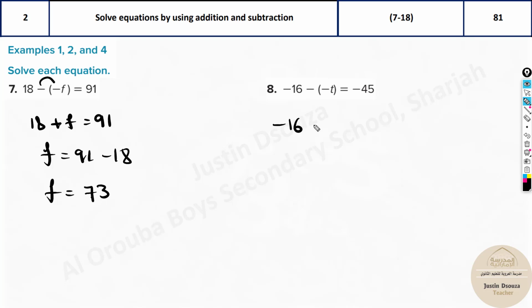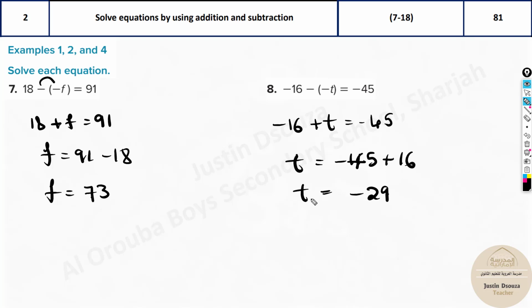Here, minus of minus will be plus 16, t equals minus 45. Now t, the variable which is the unknown value, must always be positive. It can't be negative, so don't move that to the other side. It's already positive. So take the 16 to the other side. It will be t equals minus 45 plus 16, so it will be minus 29. Very easy, because 15, if you add it over here, it will be minus 30, and then there's one more, so it will be minus 29t. So this is the answer.